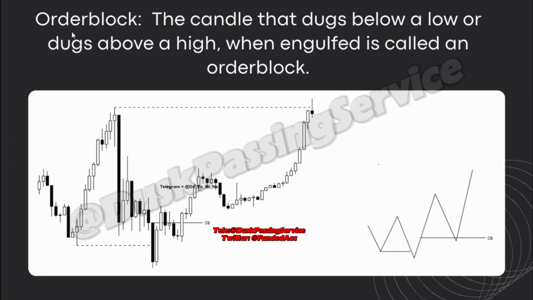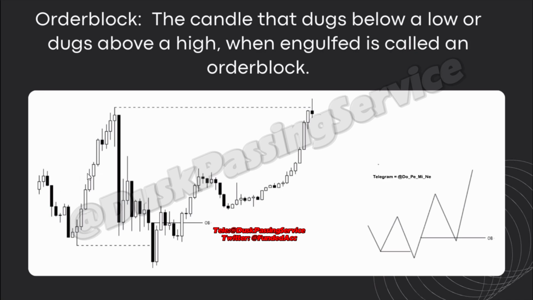Now let me explain to you what an order block is, right? So the most refined definition of an order block that I could find is this one. This is Romeo's definition of an order block, and it's the most refined and accurate one I could find. So here's the definition. The candle that ducks above a high or ducks below a low, when that candle is engulfed, is considered an order block, right?